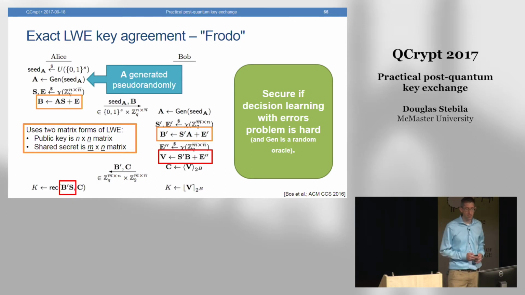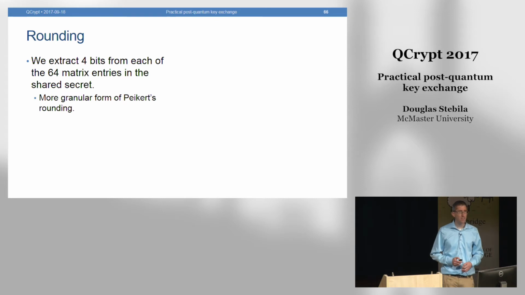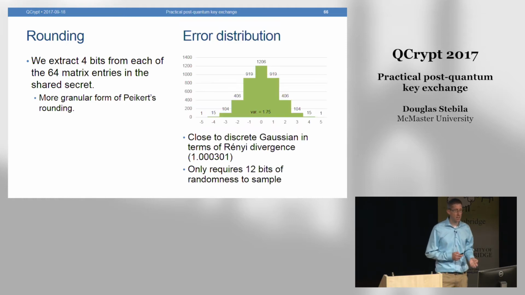Now, like I said, there are a few extra details going on here. So we have to do a little bit more sophisticated rounding. Rather than just rounding out 1 bit, we actually round out 4 bits. That achieves greater efficiency. We have to say what the error distribution is in practice. We don't actually use a Gaussian distribution. We use something that's sufficiently close to a Gaussian distribution by a measure called Renyi divergence. And by using this special distribution, we make it more efficient to sample. But it all still holds with the same security.